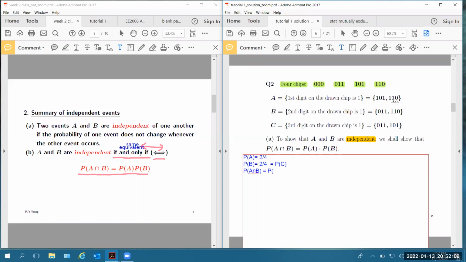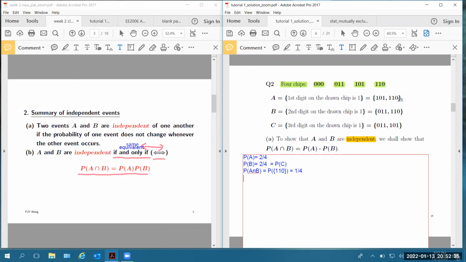1/4. You only get 110, right? So you get this one, the probability of this trip 110. Here 110 is only one trip there, so it's actually 1 out of 4. Is this okay? Everybody okay? I think okay at this moment.